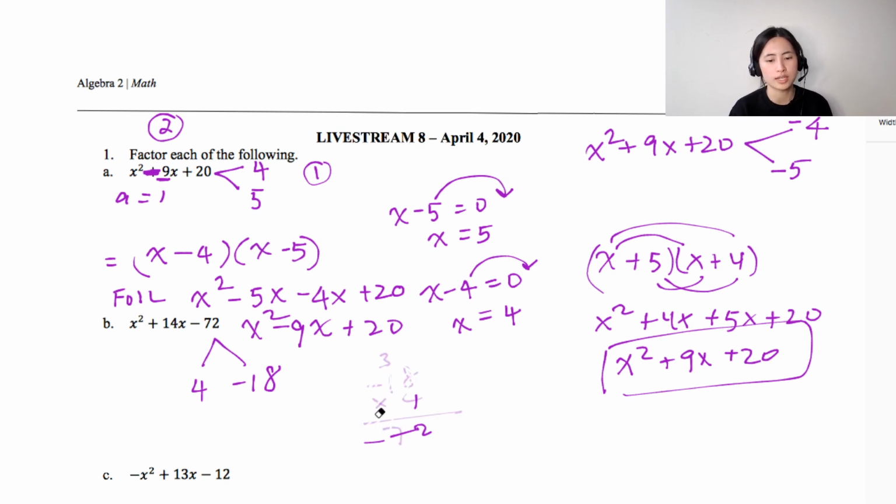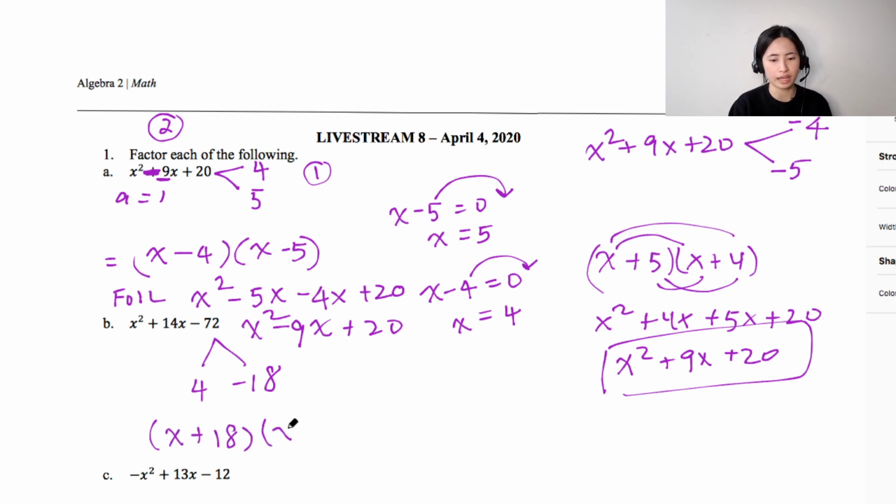So once you have -72, you're going to think, okay, how do I set up this equation such that I'm going to get 14? Well, we have x squared plus 14x minus 72. Let's say we have x plus 18 and x minus 4, right? If you set this up as an equation, the reason why this is -18 is because this is x plus 18. You're going to see that when you subtract the two, you're going to get 14x.